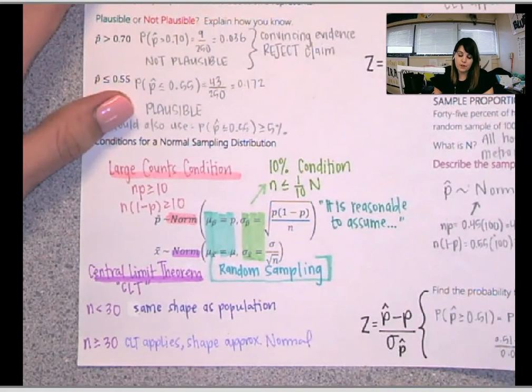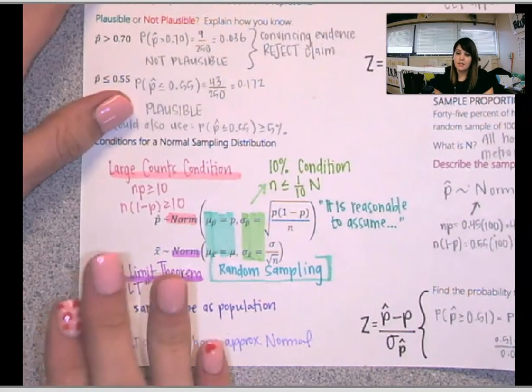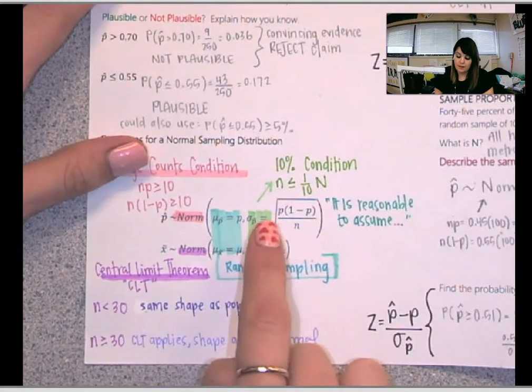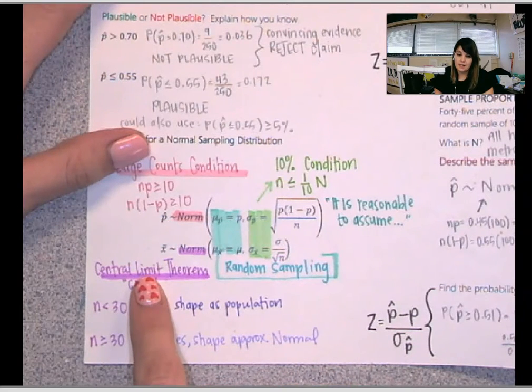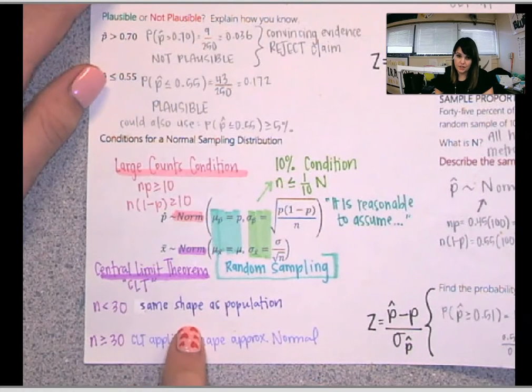What is different is what makes your distribution normal. So you need to make sure that you memorize and keep track of this. If it is P, you're checking the large counts condition. And if it is X bar, you're checking the central limit theorem. And then I have the details there on those.